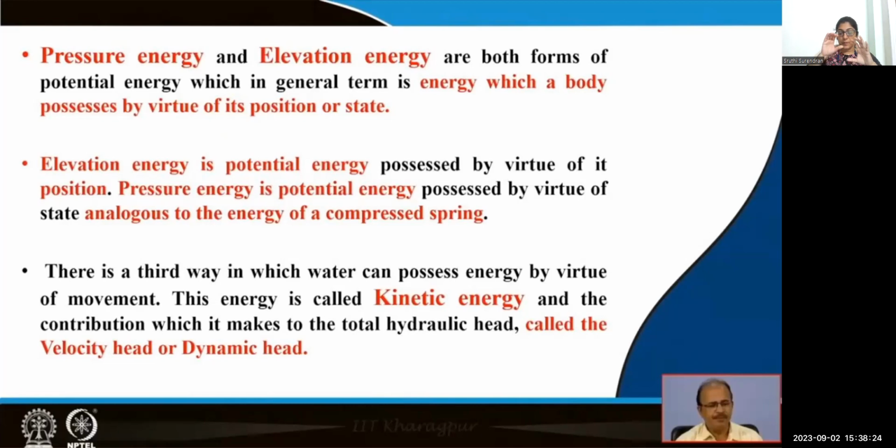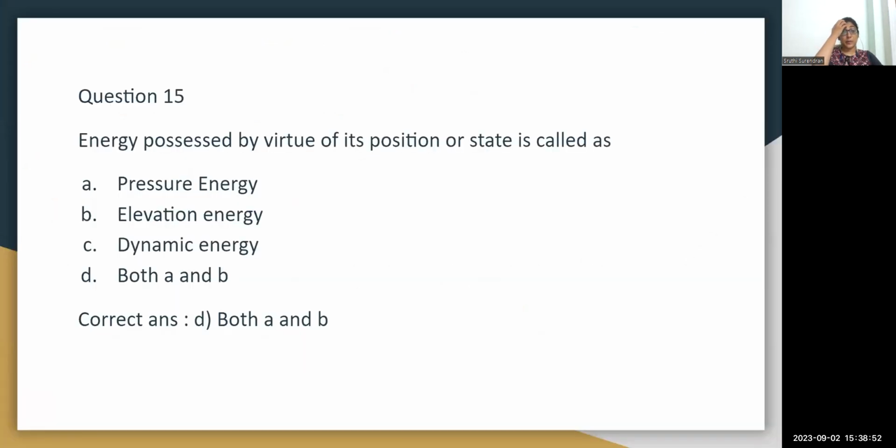So energy that is possessed as a result of its position is the pressure energy, and elevation energy comes under that. And kinetic energy is the energy that is associated with the movement of water. Kinetic energy is also called the velocity head or dynamic head. So the different terms used for kinetic energy are dynamic energy, kinetic energy, velocity head, or dynamic head. So the correct answer for this question would be option D, pressure energy and elevation energy. Both of these energies are possessed by virtue of position.